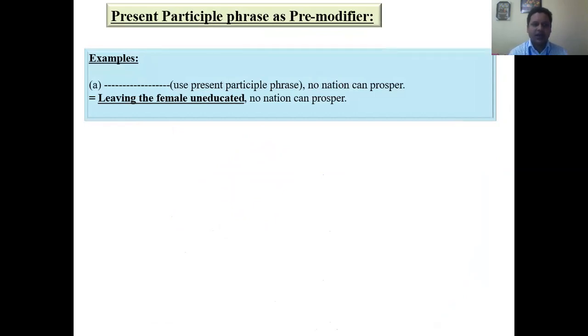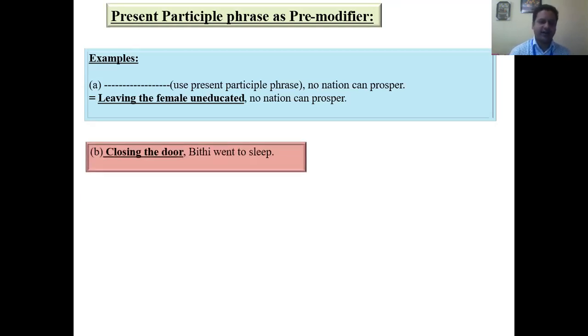Example: we have to use a present participle phrase at the beginning. Use a present participle phrase, no nation can prosper. I have given this example earlier. Leaving the female uneducated, no nation can prosper. Here, leaving the female uneducated is a present participle phrase. It modifies nation before citing the noun. So here, leaving the female uneducated is a pre-modifier.